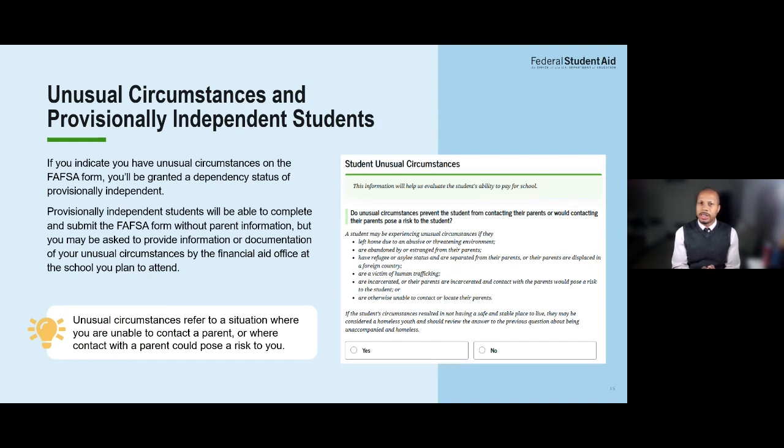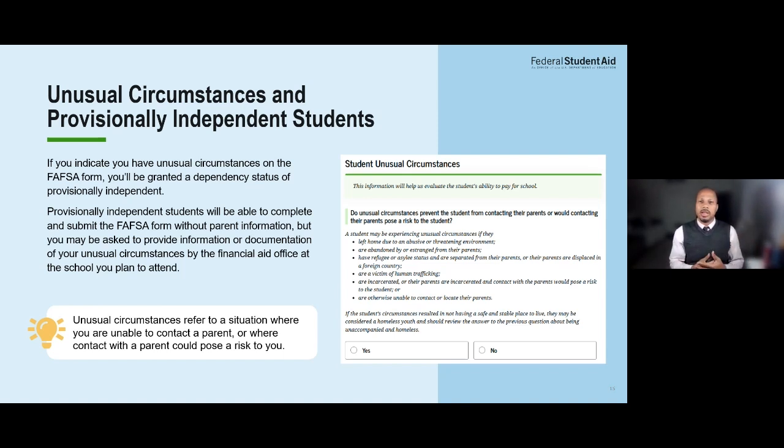Now, students also may experience unusual circumstances. Just to stop right here, unusual circumstances and special financial circumstances are two different things. Special financial circumstances are related to things financial. Unusual is associated with living arrangement and lifestyle. What is something stopping you from contacting your parents?